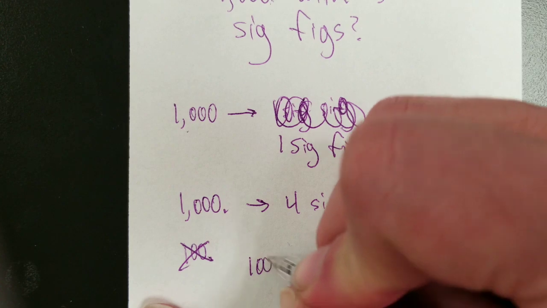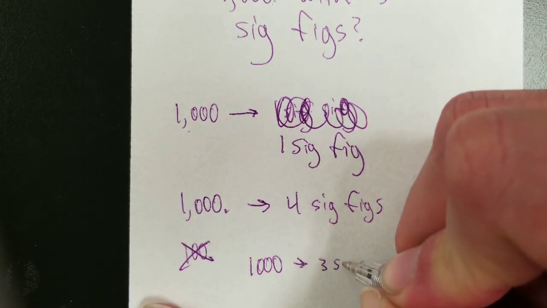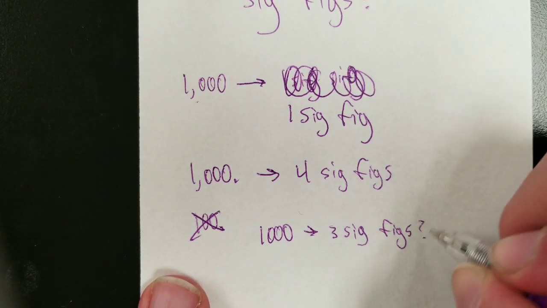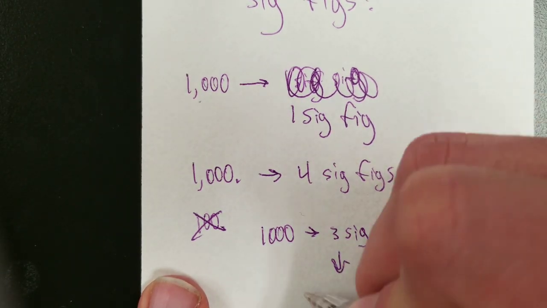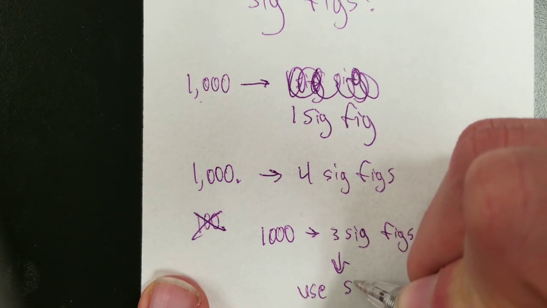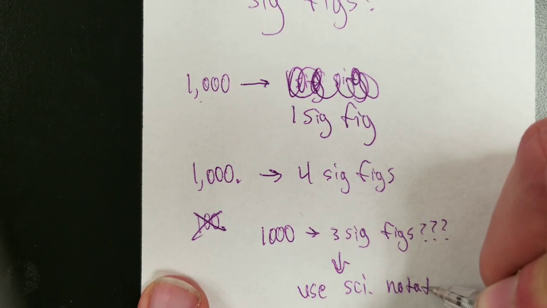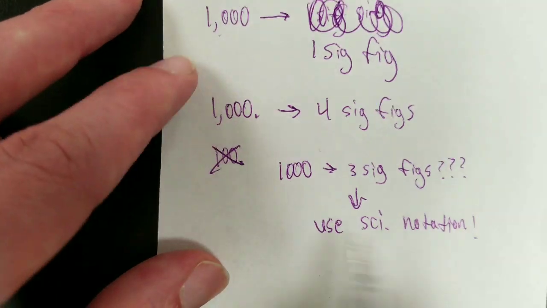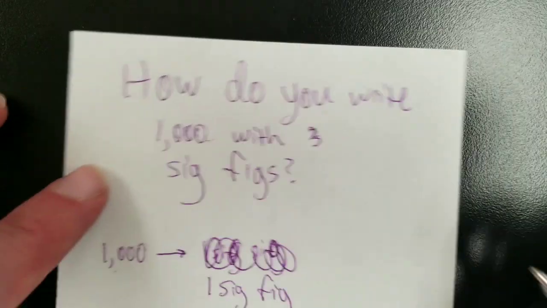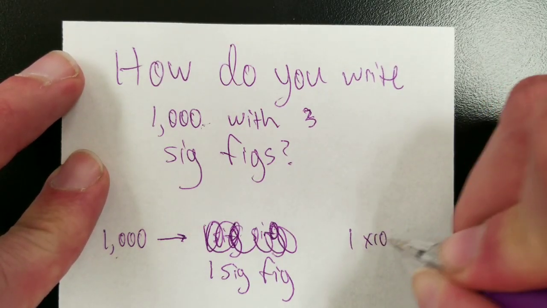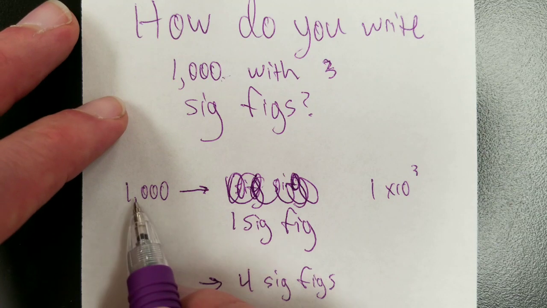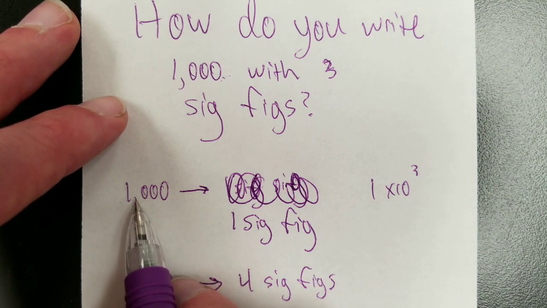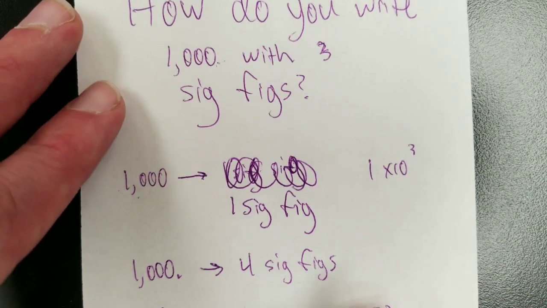So, how do you get 3 sig figs out of a number such as 1,000? The answer, use scientific notation. So here's the thing. If I took this, just 1,000, I would say 1 times 10 to the third. Because 1, and I don't count the zeros because there's no decimal, and I'd have to move the decimal 1, 2, 3 times, so that's where the 3 comes from, 1 times 10 to the third.